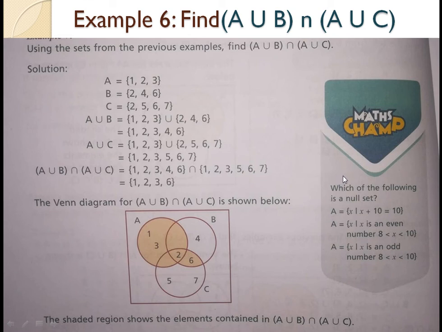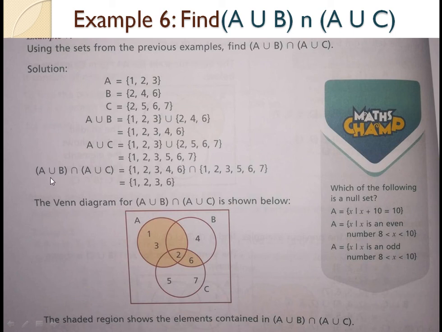This is the last example. We have to find A union B intersection A union C. What do we have to do? First we have to find the brackets A union B. Then we have to find A union C. A union B: we find it by putting in the values. 1, 2, 3, 4 and 6 are the union. A union C: {1, 2, 3} union C value {2, 5, 6, 7}. Combine them: 1, 2, 3, 5, 6, 7.